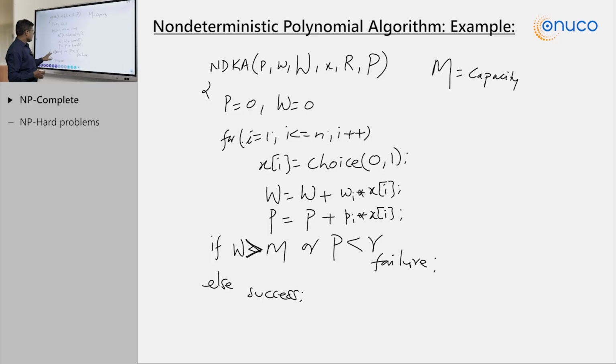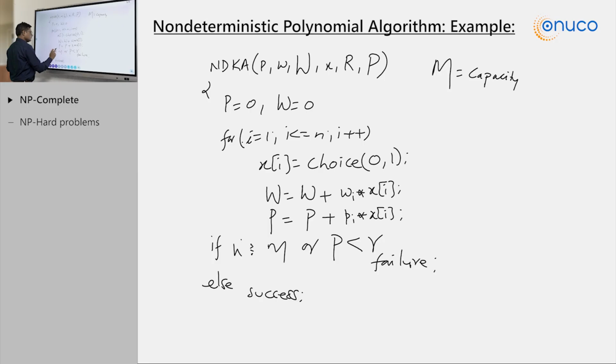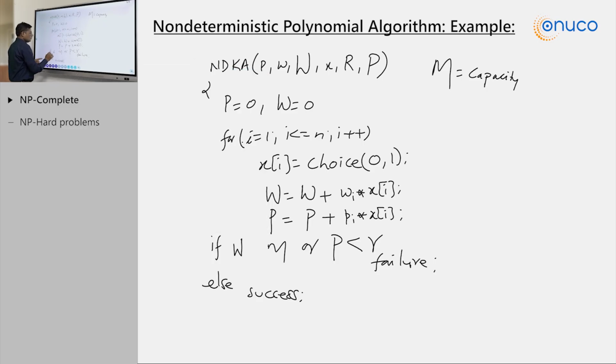Remember that what I am trying to say is, there are two cases. We are talking about the weight and profit. As you know, the selected weight should not exceed the capacity of the knapsack. So that is the first case.